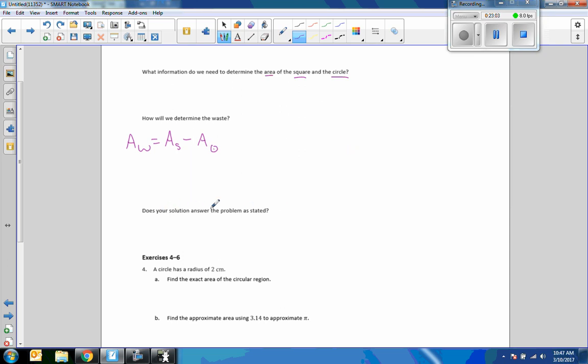Does your solution answer the problem as stated? And the answer is yes. We got 8 square feet of waste.